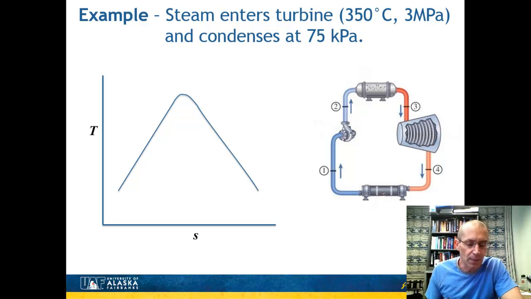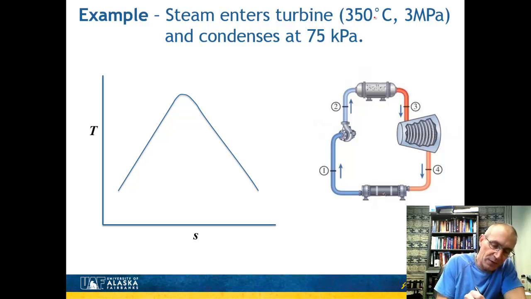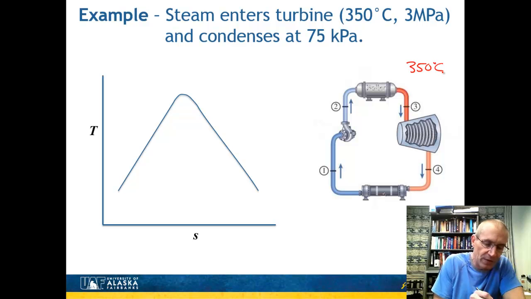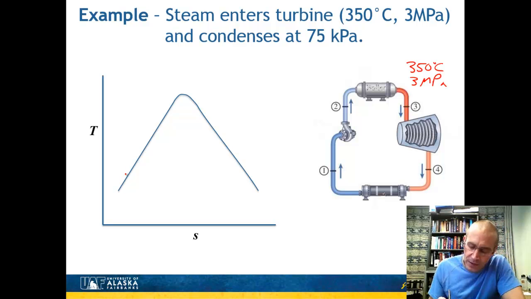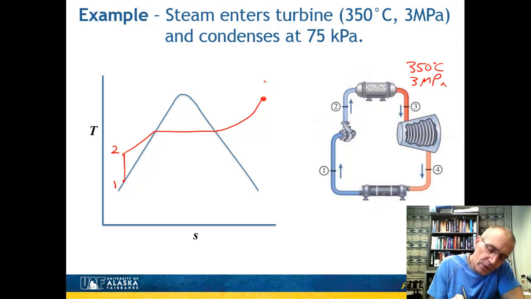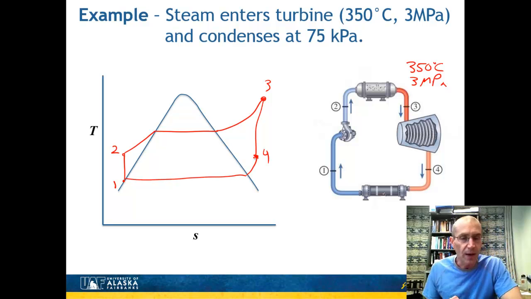All right, so let's do an example problem. We're going to work with the ideal Rankine cycle. So we have steam that's entering this turbine at 350 degrees Celsius and 3 megapascals. So that's this point right here, 350 degrees Celsius and 3 megapascals. And let's go ahead and just sketch up our diagram fairly quickly on the TS diagram. This would be point 1, point 2, point 3, and that right there would be point 4. And I'll go ahead and drop my isobar at that point right there.